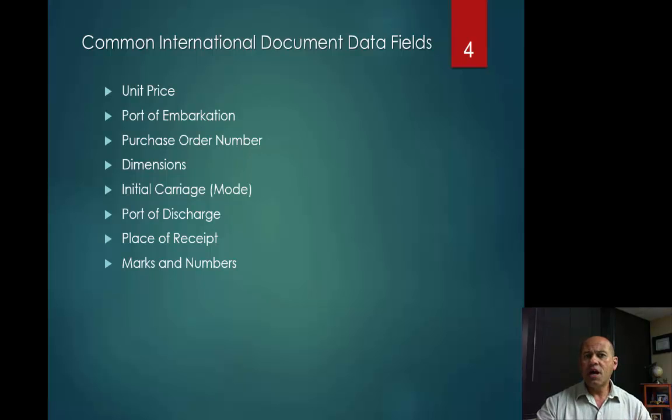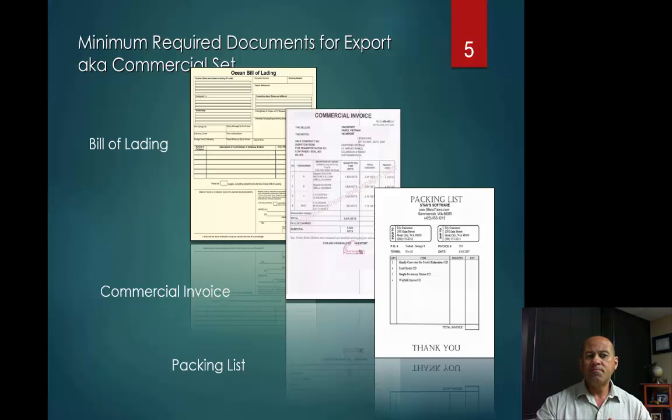The three main documents that you have to be the most familiar with are the bill of lading, the commercial invoice, and the packing list. We often refer to these as a commercial set of documents. The bill of lading is basically the carrier's receipt. I often think of it as analogous to an airline ticket. An airline ticket is a kind of bill of lading, a bus ticket. So it's really the carrier's receipt.